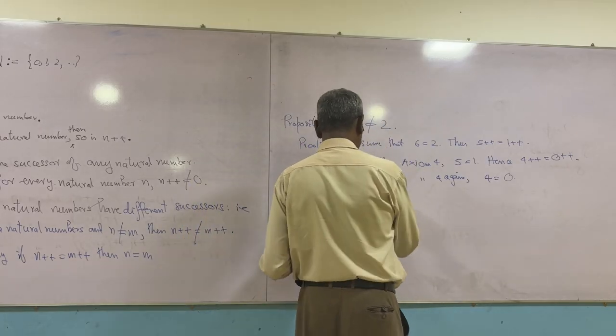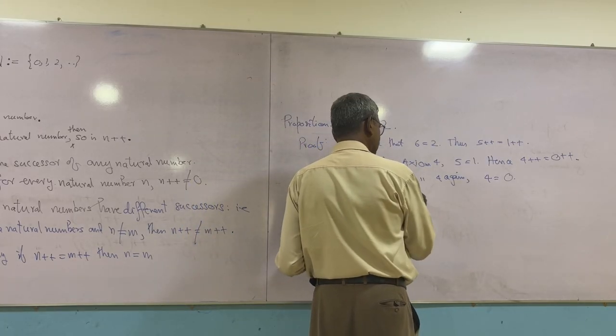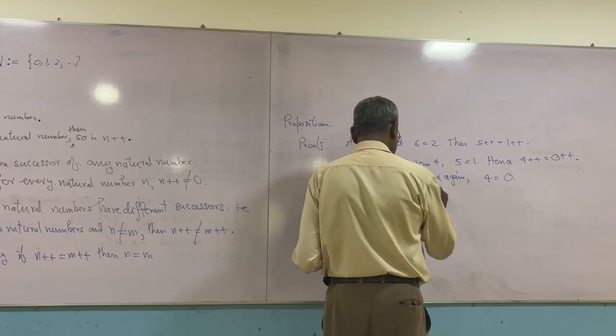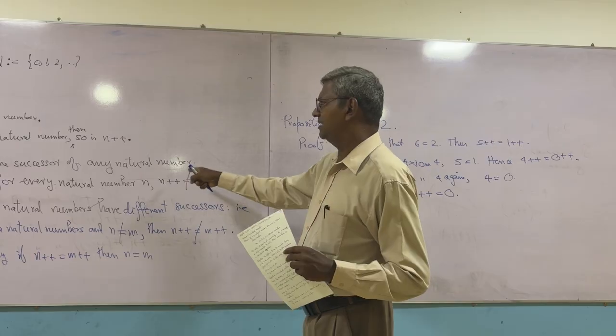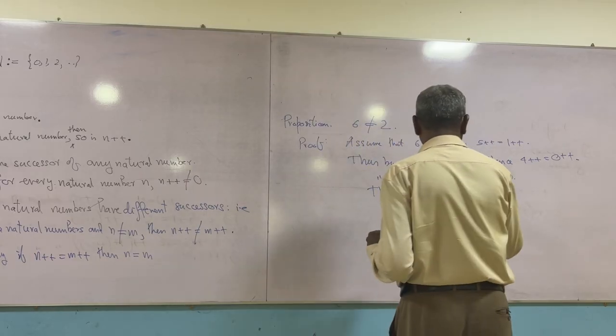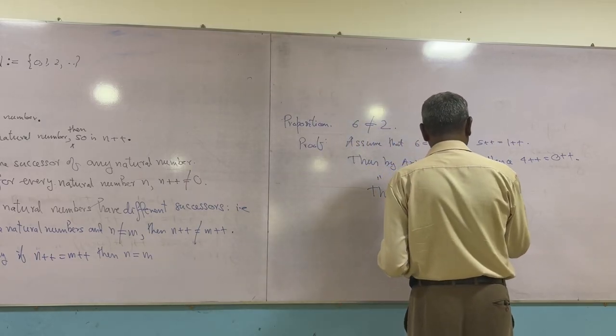Thus 3 plus plus equals 0. This contradicts axiom 3. This contradicts.